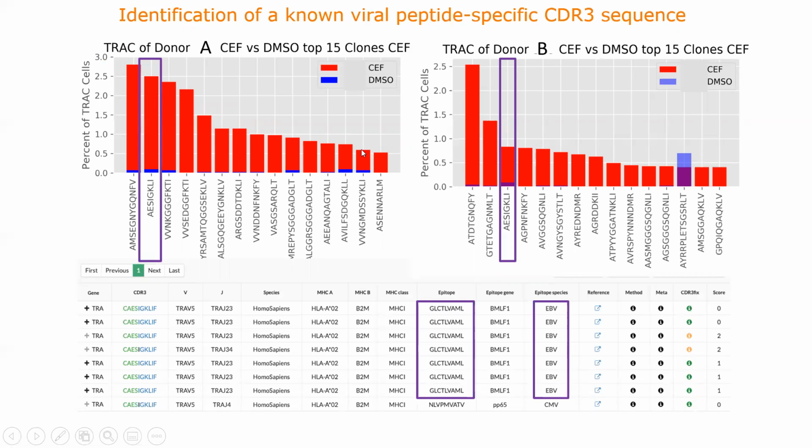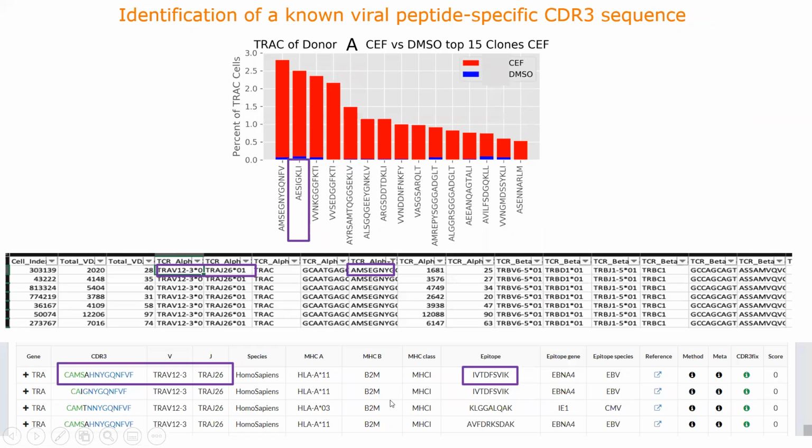Data from the VDJ assay were plugged into a public database called VDJdb, and we verify that the top clone identified in our experiment is specific for a viral epitope from our CEF pool. If a specific CDR3 clone was not reported, we can also plug in the V gene and J gene information and once again verify that it is specific for an epitope in our CEF pool.